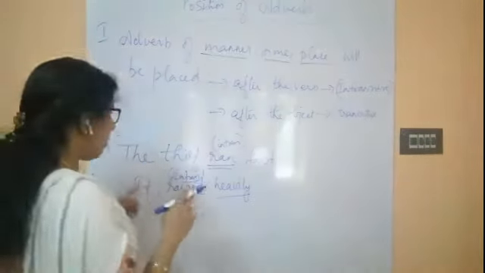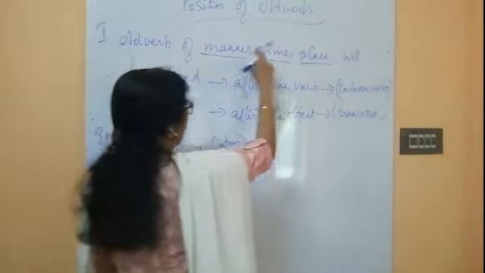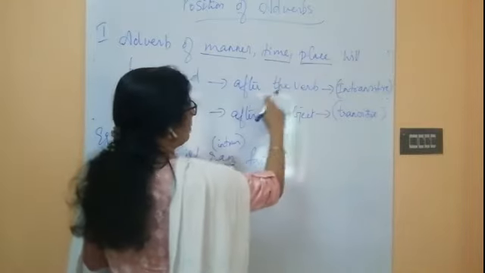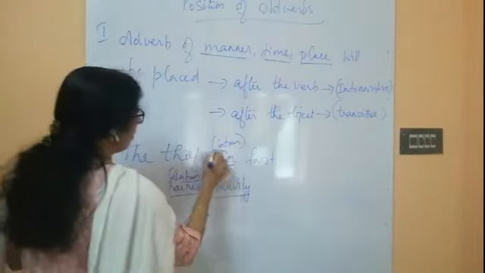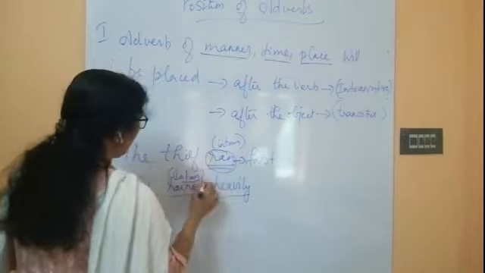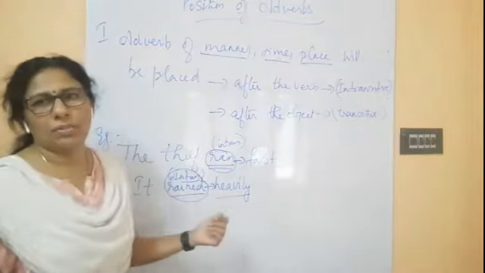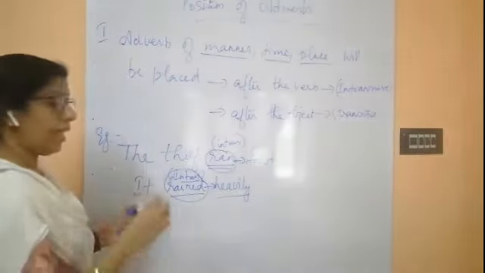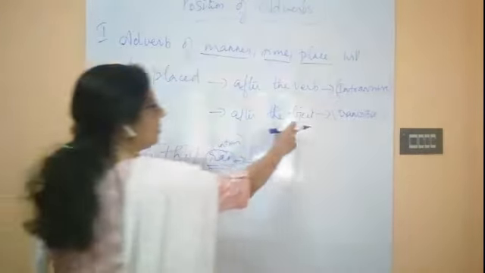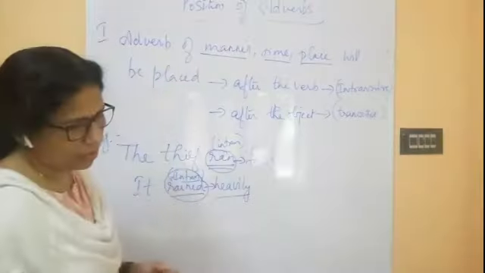So you have to remember that an adverb of manner, time and place should be placed after the verb. So this is the verb and soon after that it is placed. Why? Because this verb is intransitive. Understood? And it will be placed after the object if it is transitive.